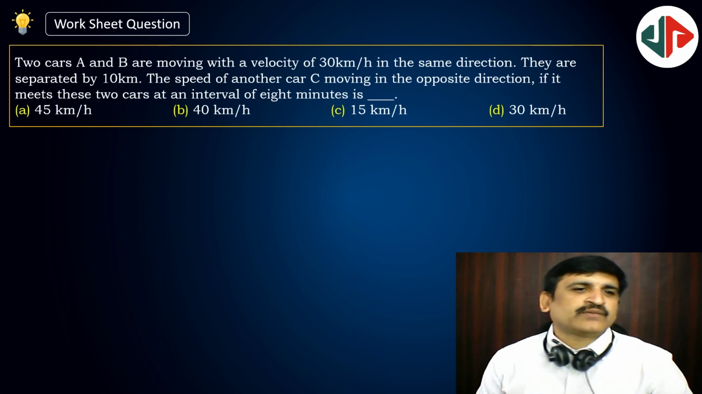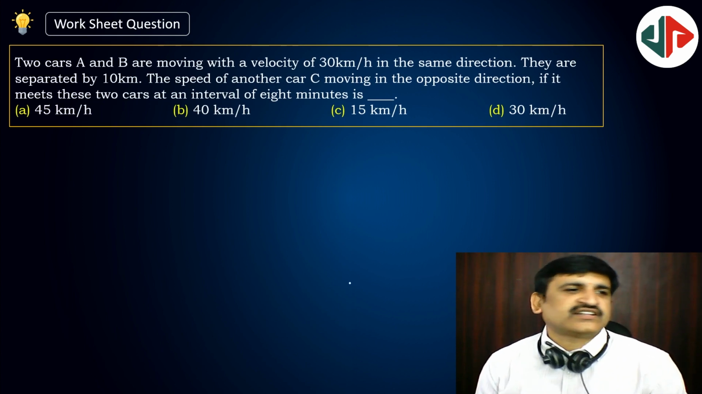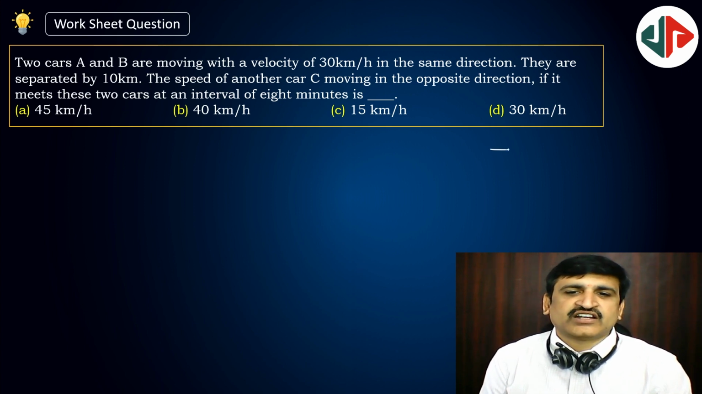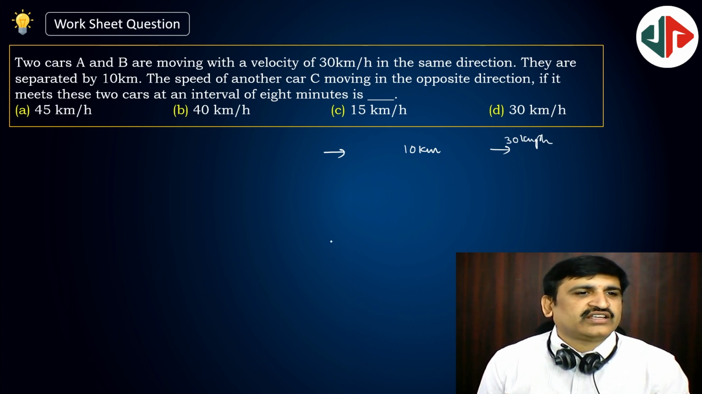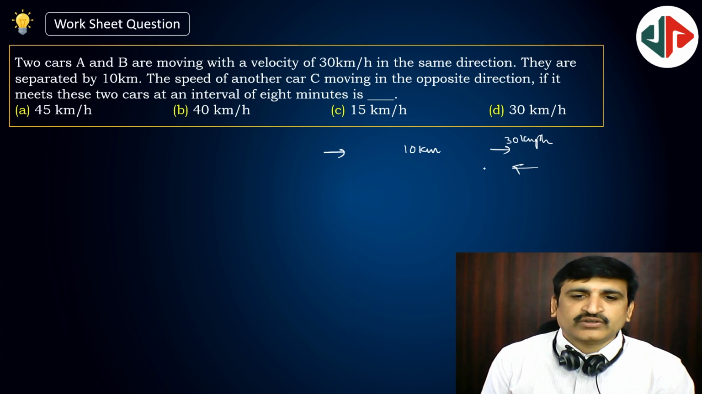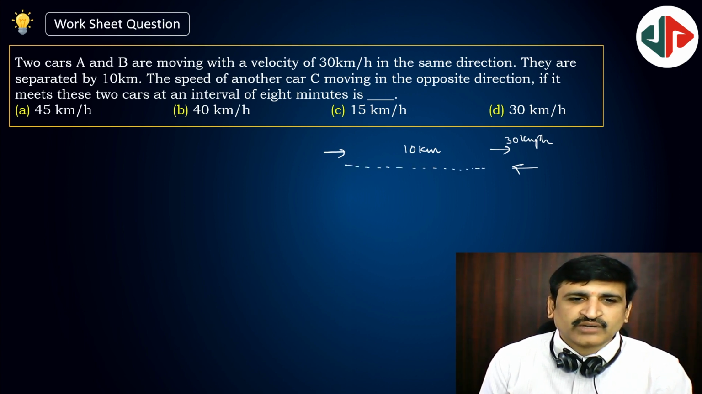Two cars A and B are moving with velocity 30 kmph in the same direction. They are separated by 10 kilometers. One car is here, another car is here. They are moving with 30 kmph. If another car C moving in the opposite direction meets these two cars at an interval of 8 minutes, to travel from here to here, it took how much time? 8 minutes.